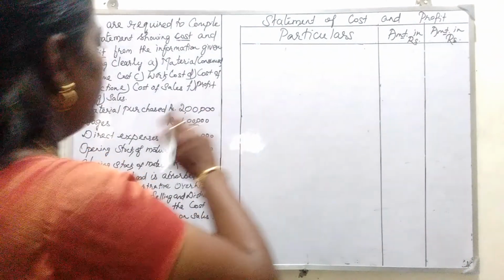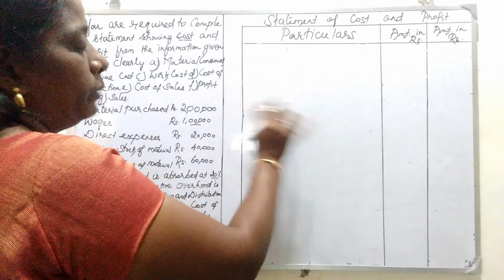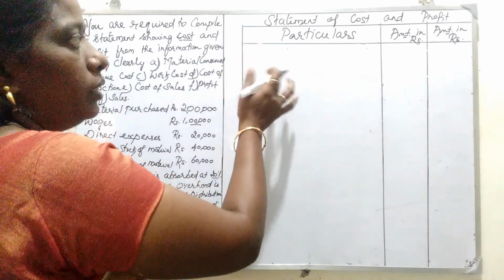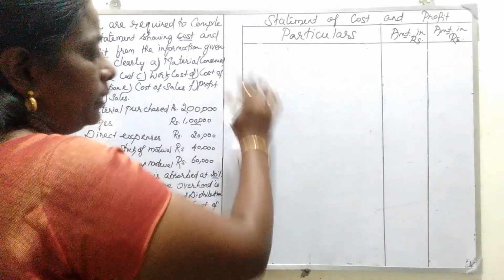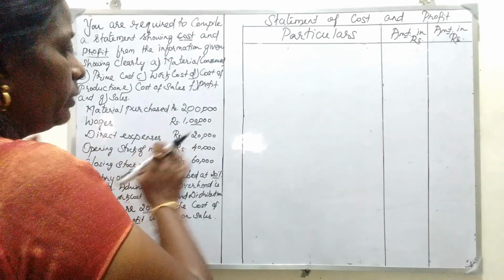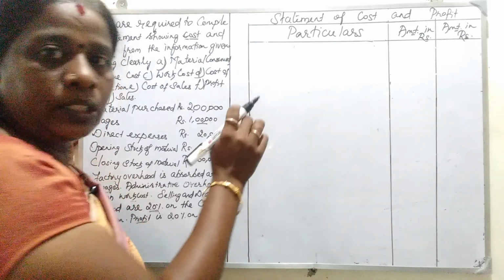Okay, let's start the cost sheet. So at first we have to find the prime cost. To find the prime cost, we have to write raw material, direct expenses and direct wages. So first in this problem, raw material opening stock and closing stock are given. So we have to adjust those stock.